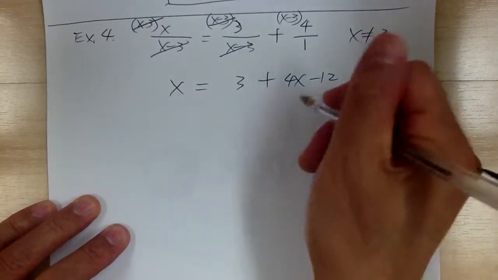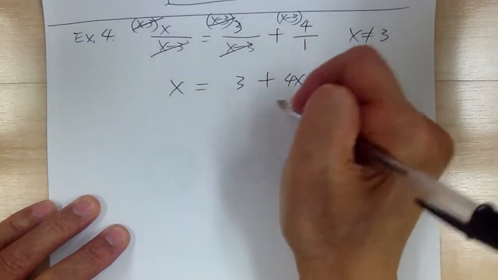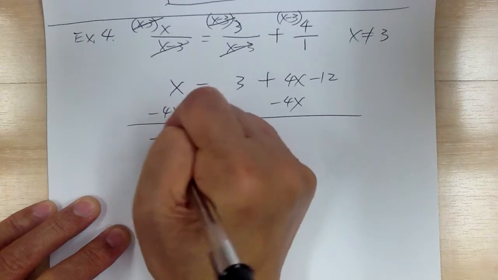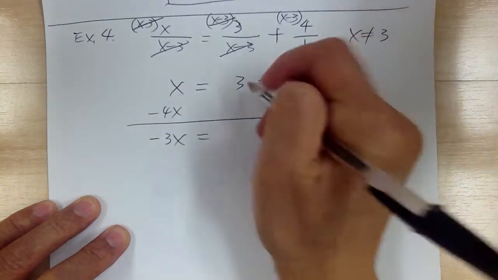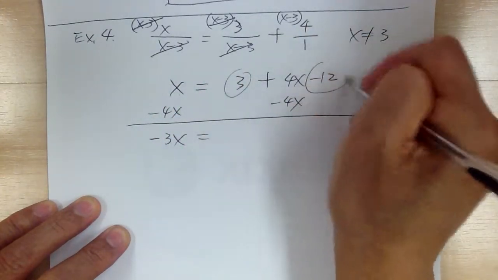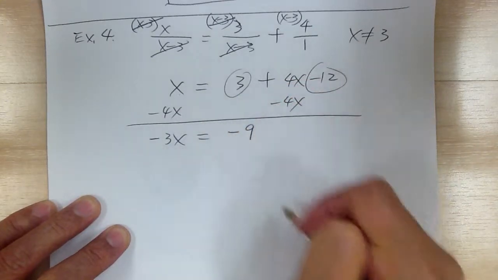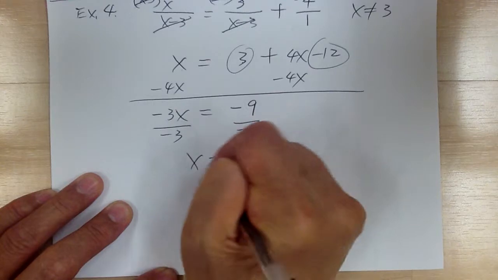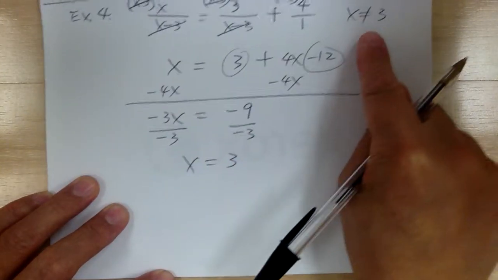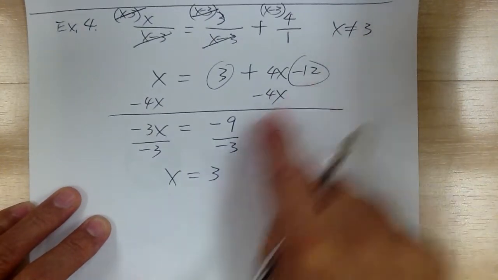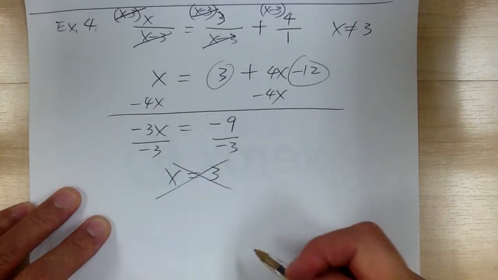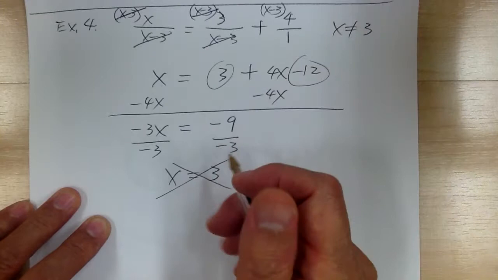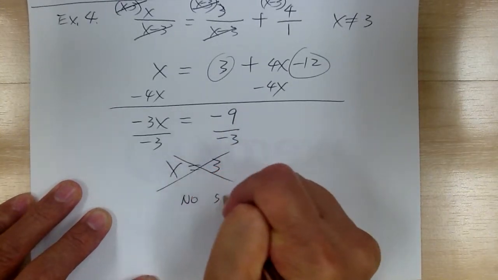Okay, so now let's move the variable to the left-hand side. So minus 4x, minus 4x. You're going to get negative 3x equal, and you have to combine the like terms, right? This will give you negative 9. Divide by negative 3, divide by negative 3, so x equals 3. And you have to check. Now look over here, x is not allowed to be 3. So this one is not allowed, cannot have that. Since the only answer you have is not allowed, your answer would be no solution.